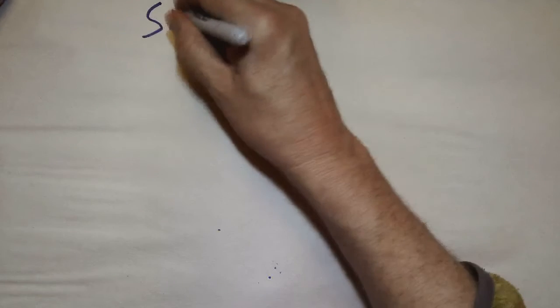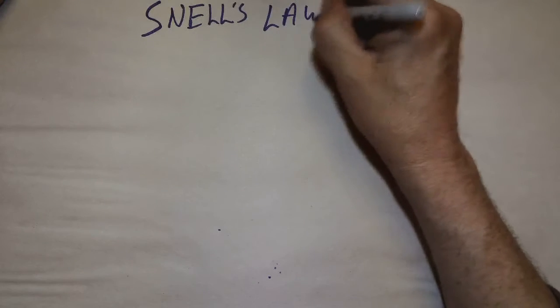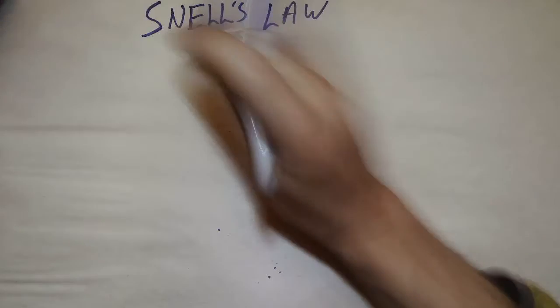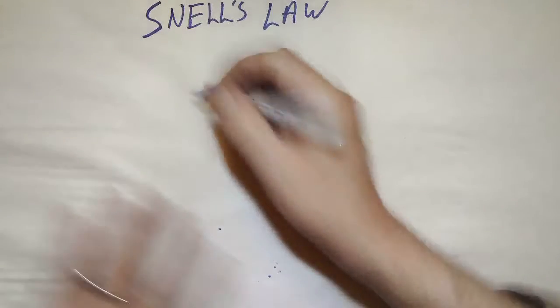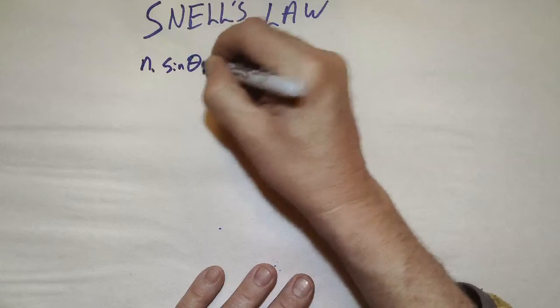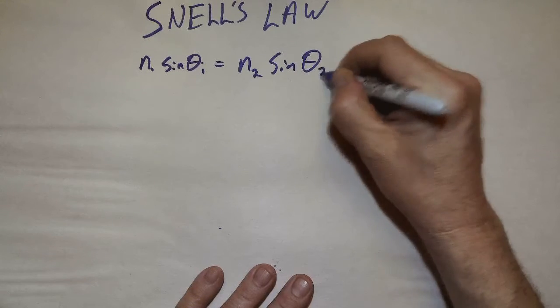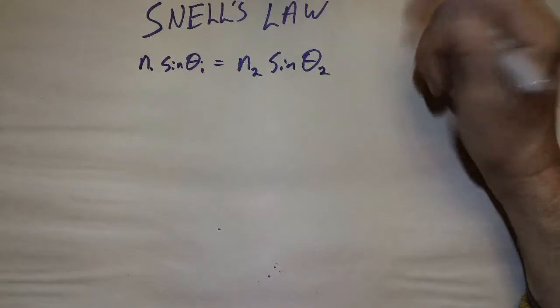Hey physics kids, this is episode 2, and in this episode we cover a very, very famous physics law called Snell's law. Great law, and it's very simply put. We just talked about index of refraction in the last episode, and Snell's law is n1 sine theta 1 equals n2 sine theta 2. That's it.